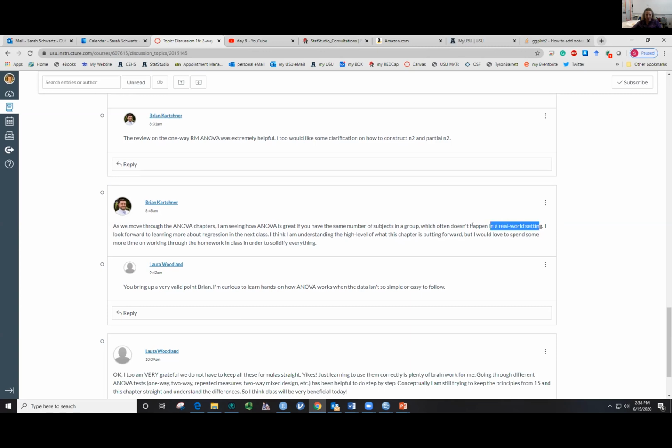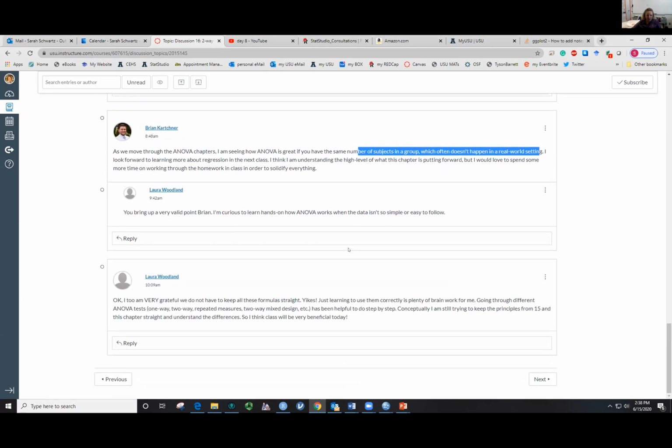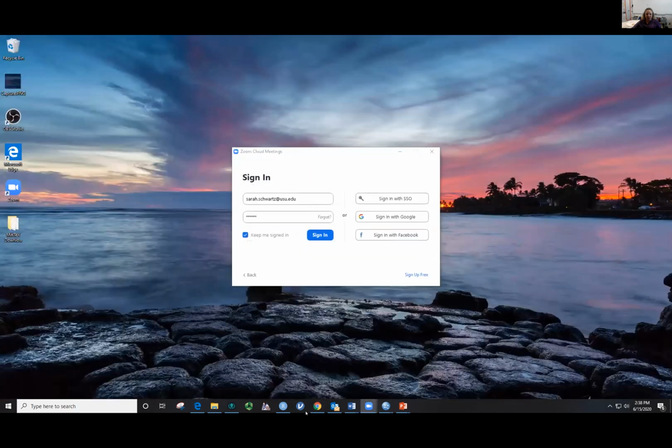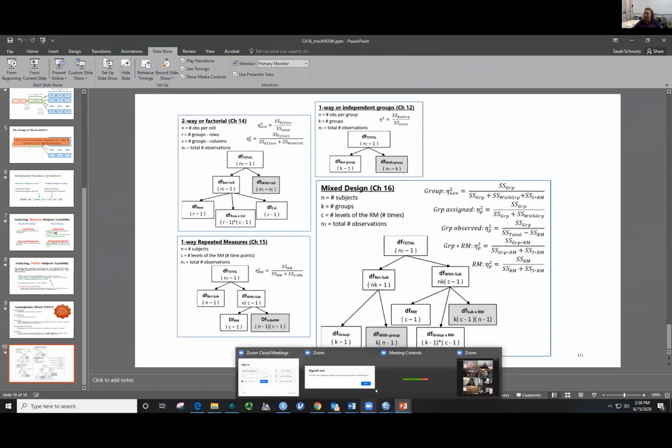Yes, Brian, you're right. We generally don't have the same number of subjects per group a lot of times. So that's when you want to move to a multi-level type analysis, a mixed effects model. Someone was asking, where do we get these SS's to put in these eta squared formulas? Okay, we get them from R.